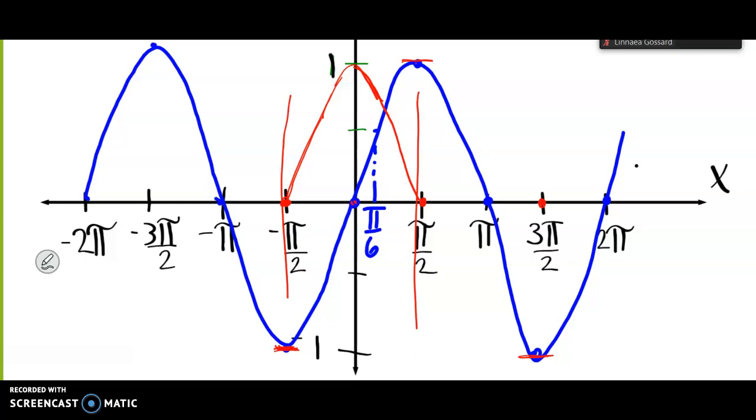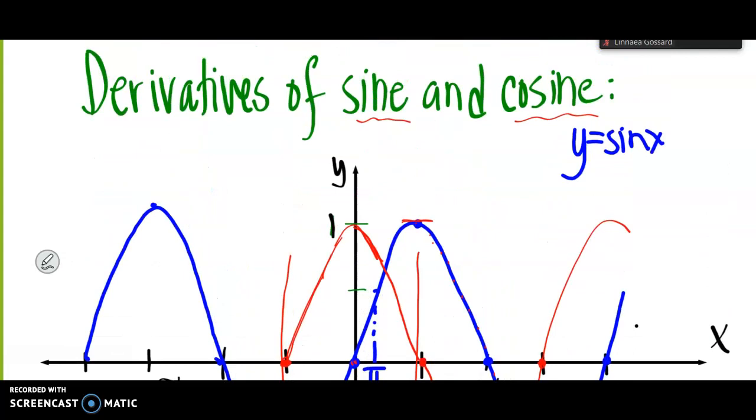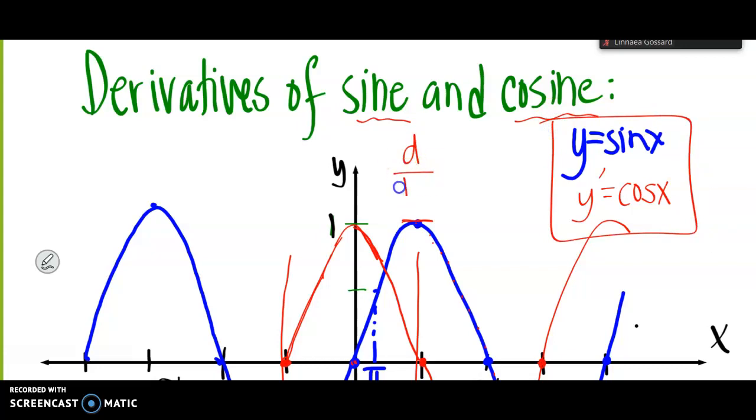But then from pi over 2 to 3 pi over 2, all of these slopes are positive or negative? They're negative. So they're going to go down here, and then it becomes positive again, and it looks like that. What is the red graph? Cosine. That is the cosine curve, yes. So the derivative of sine is cosine. Another way to write that is the derivative of the function sine with respect to x is cosine of x.